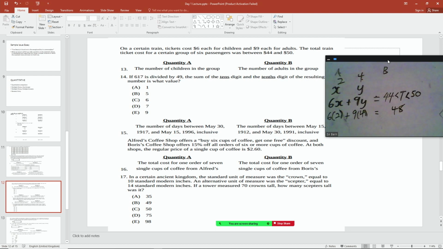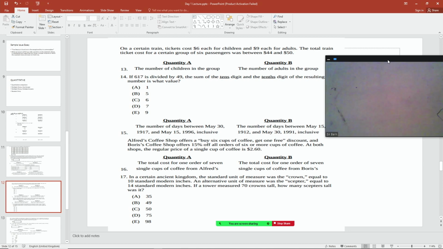So quantity A is asking us for the number of children. In this case, the number of adults is greater than the number of children. But also we got a situation where they were equal. When it happens this way, it means that our answer cannot be determined from the given relationship, because in one situation they were equal, and in another situation quantity B was greater than quantity A. So it cannot be determined.